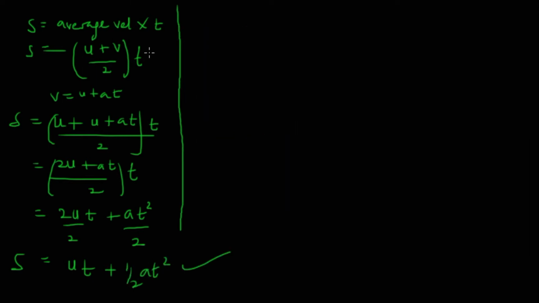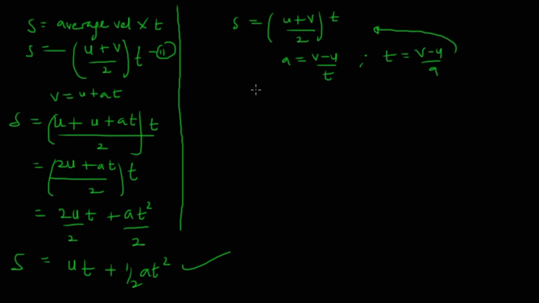Let's say this is equation 2. Recall that s is equal to (u plus v) upon 2 then t, but a is equal to (v minus u) upon t. From this formula, we can derive a formula for t, where t is equal to (v minus u) upon a. If we substitute this into the expression, then s will be equal to (u plus v) upon 2 then (v minus u) upon a.